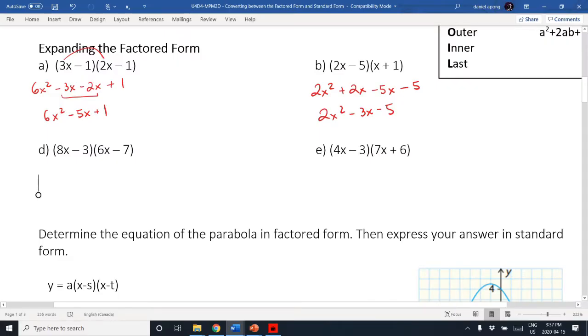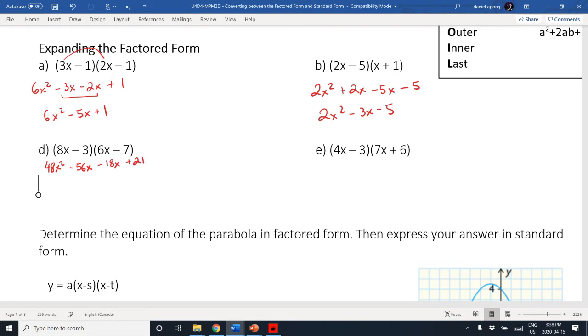Okay, so let's try example D here. So we have 8x times 6x. That's going to be 48x squared. Then we have 8x times negative 7, which is going to be negative 56x. Then we have negative 3 times 6x, which is going to be negative 18x. And then negative 3 times negative 7, which is going to be positive 21.